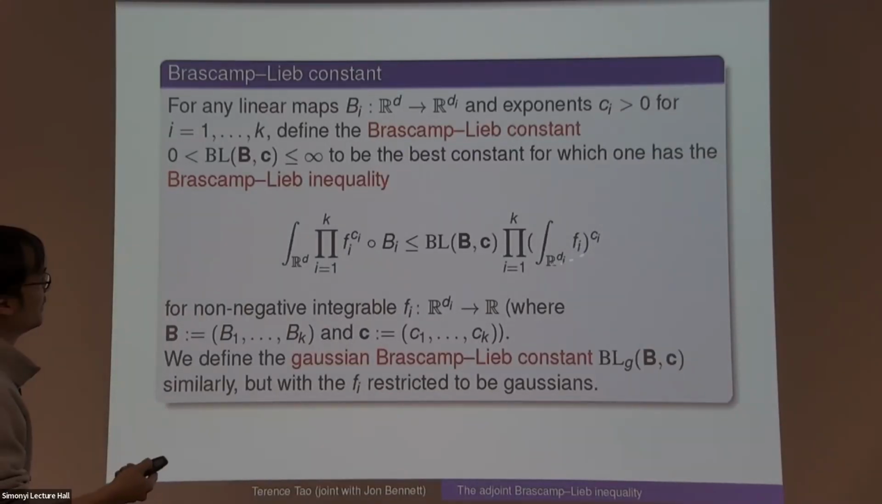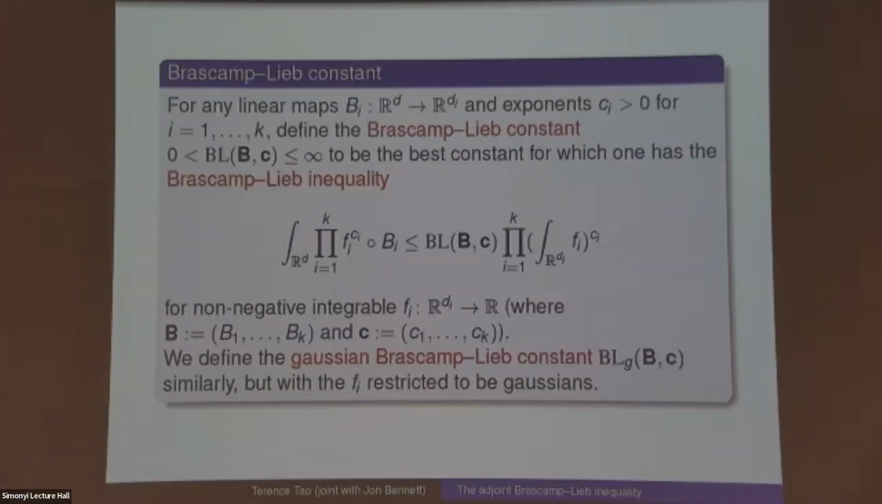such that whenever you have non-negative integrable functions on each of the base spaces here, if you pull them back to R^D by composing with these B_i, and then you raise them to certain powers, you can control the product of these powers of these pullbacks by the corresponding combination of the original integrals times a constant. And the best constant, we just call the Brascamp-Lieb constant. Boldface B is just my notation for the k-tuple B1 to BK, and boldface C is my notation for this tuple. So this is the data, and this gives you a constant.